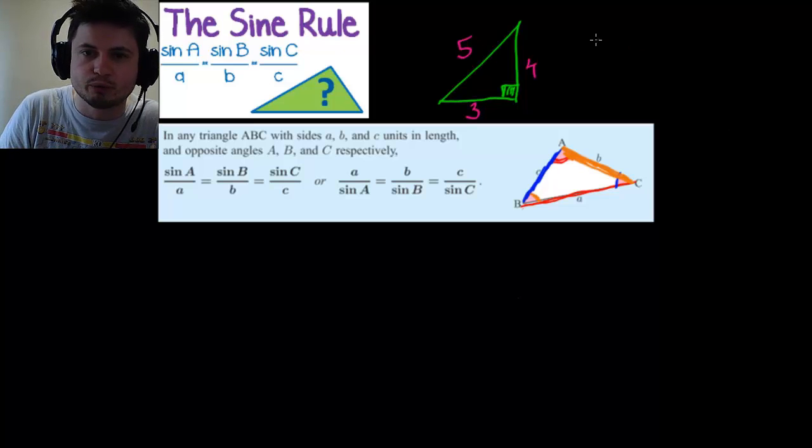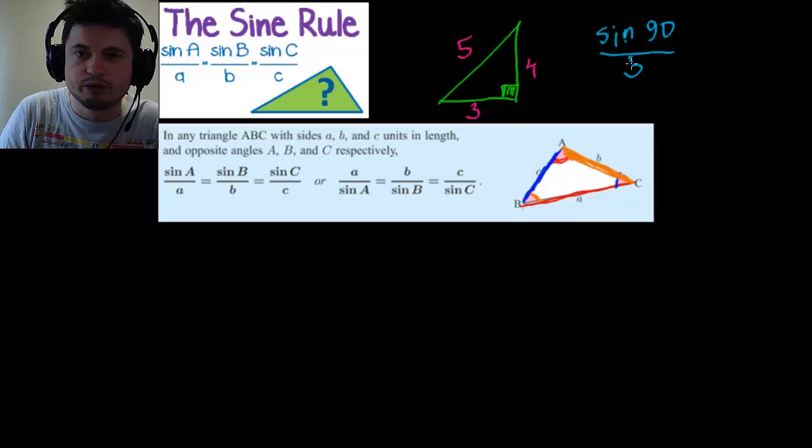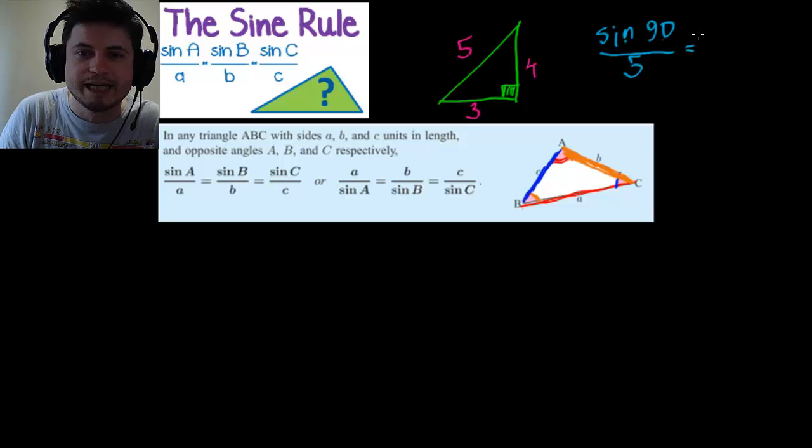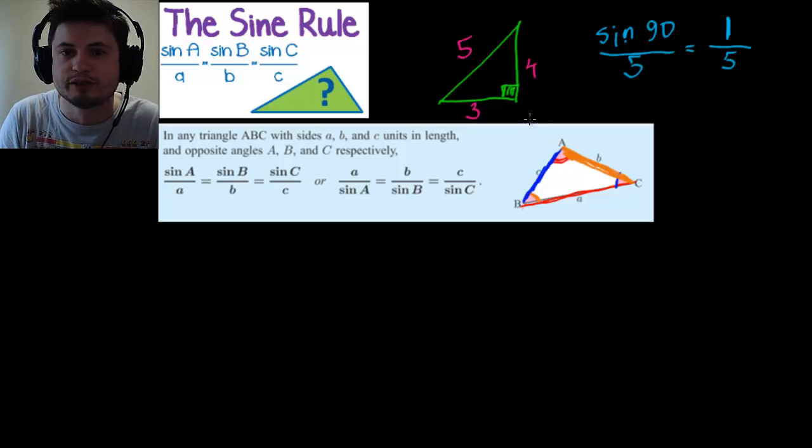In other words, if I write the sine of 90 degrees divided by, what is this? This is 5, right? It is going to create this constant ratio. So what is this ratio? Well, we know that sine of 90 is 1, and this is 5, so it's 1/5. So this ratio for all of the other angles and sides should be 1/5. And let's actually test this. Let's see if this is right.